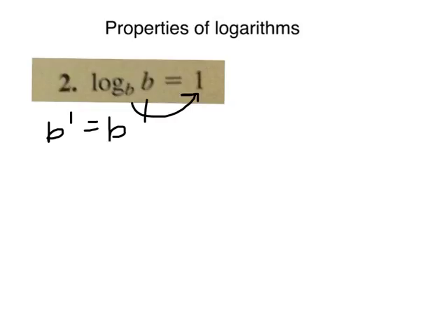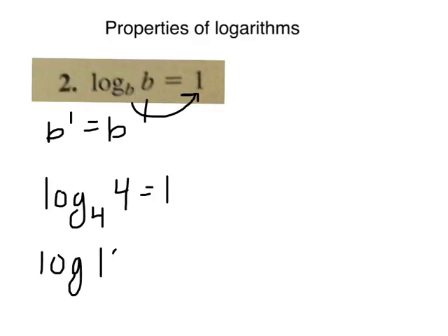Let's look at an example here. If I have log base 4 of 4, that will be equal to 1. Or if I have log with no base written of 10, that means log base 10 of 10, that will be 1. Or let's do the natural log. If I have the natural log, which means log base e of e, that will be equal to 1. So if the base and what is written in this position are the same, then the whole expression is equal to 1.